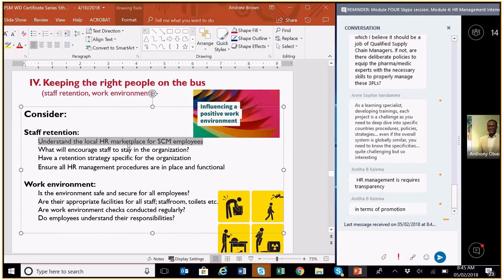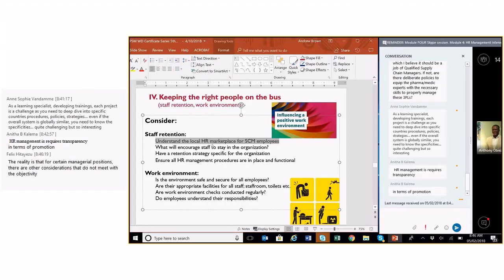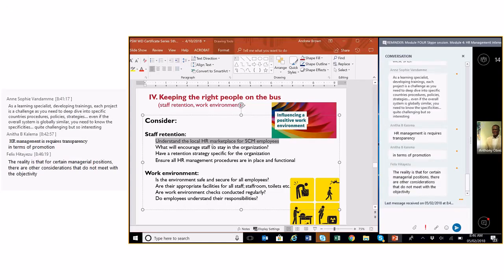But apart from wages, there are a lot more things that motivate people to stay in a particular organisation. Understanding your local human resources marketplace: if you're a government supply chain organisation, you should know what's happening in the private sector for similar jobs, what's happening in the development sector, so that you're aware of what wages are, etc. I know in at least one of the countries where I've done a bit of analysis, there is more than 5 times difference between the wage paid by a government and the wage paid in the private sector or some of the supply chain projects.